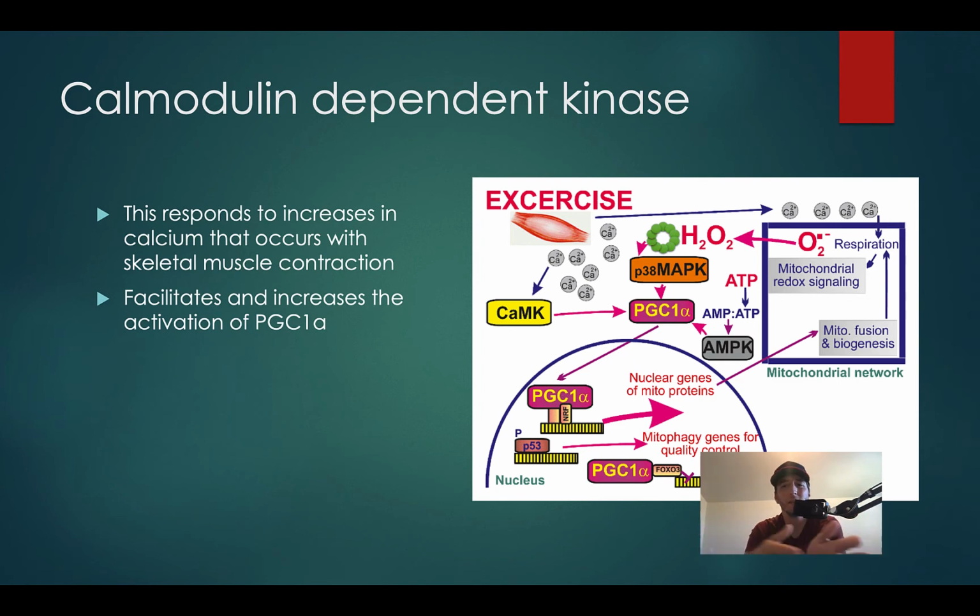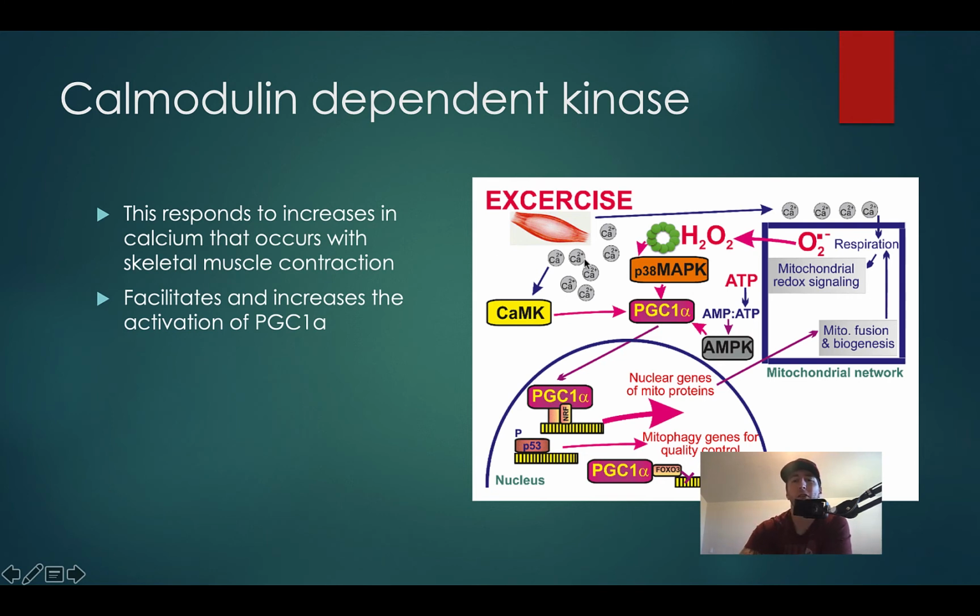Calmodulin-dependent kinase. What calmodulin-dependent kinase is going to do is it's going to essentially respond to the amount of calcium that is present inside the muscle cell. So as we increase the amount of calcium, we're going to increase the activation of calmodulin-dependent kinase, and that's going to increase PGC1 alpha. This is actually kind of a cool figure because it summarizes really everything.